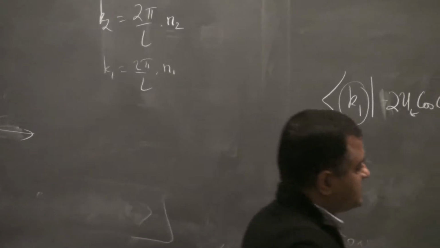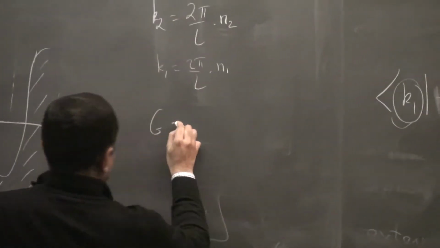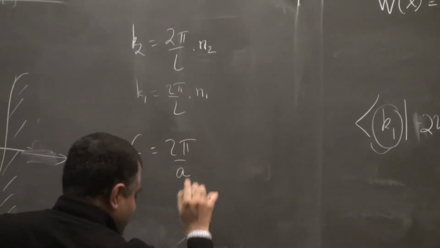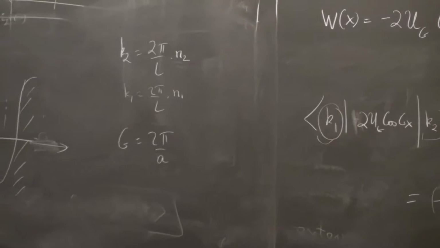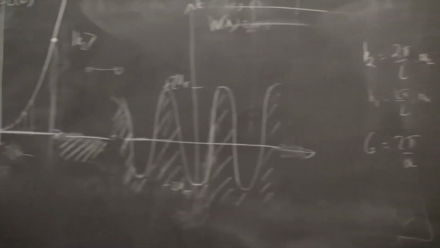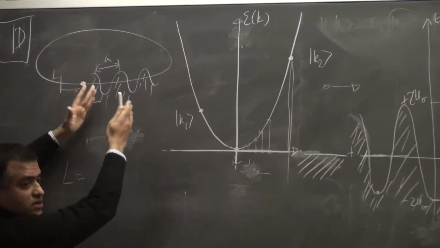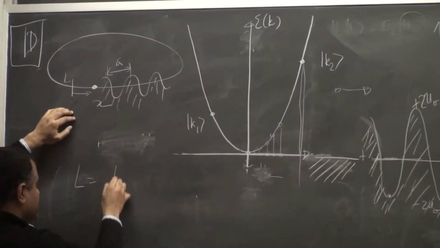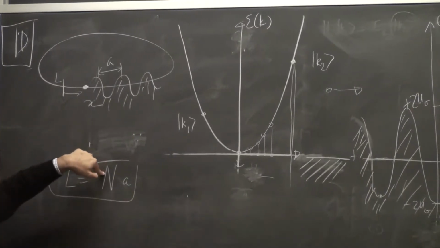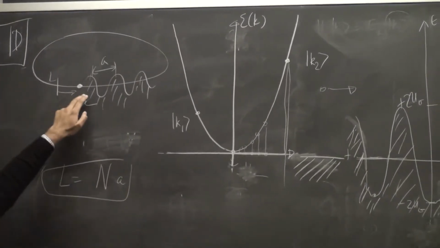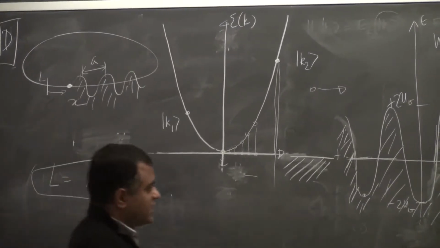And G is a reciprocal lattice vector, 2 pi over a. a and L are different in what way? L is the total circumference, and a is the distance between 2 periods. So L is some big integer times a, right? And this is a large number. It could be very large, 10 to the power 20 or something like that. It's the number of atoms in the crystal. So L is related there.